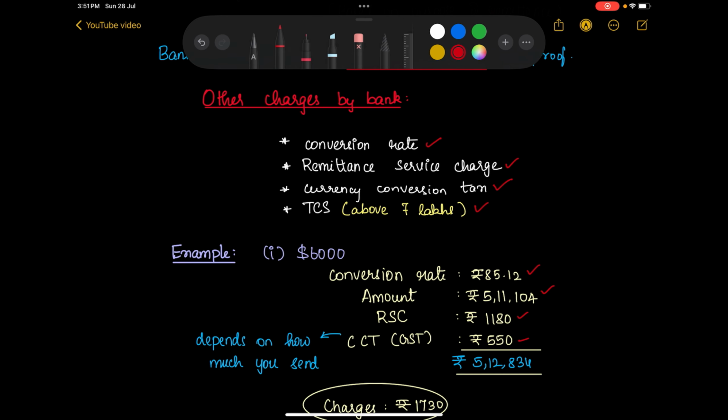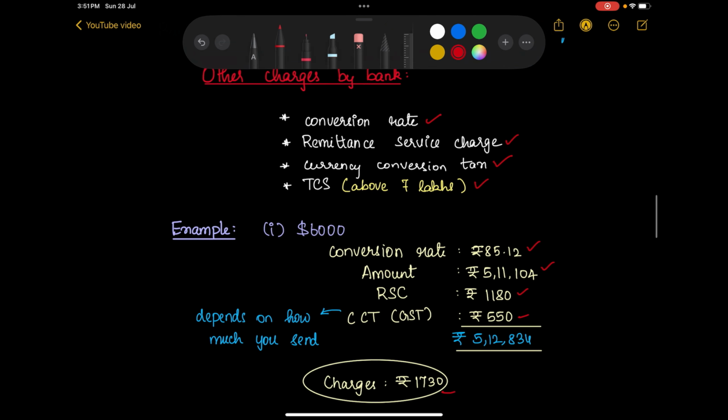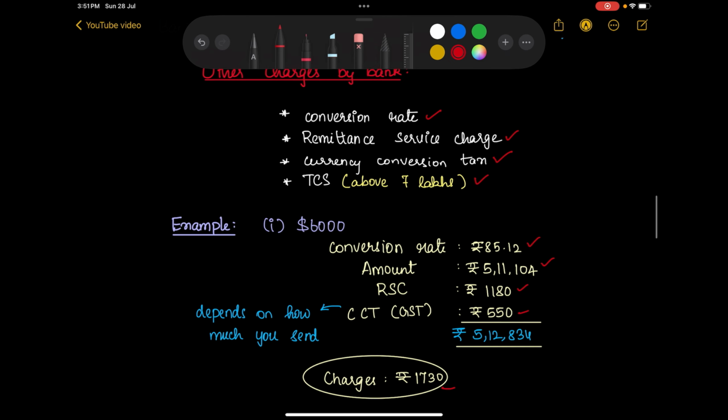On the whole, you'll have to pay 5,12,834 for sending $6,000 to the US. And the charges that are applied here are 1,730. As you can see here, TCS tax is not applied.